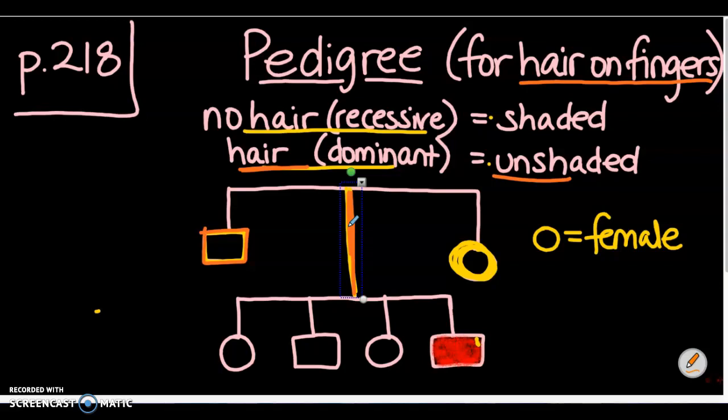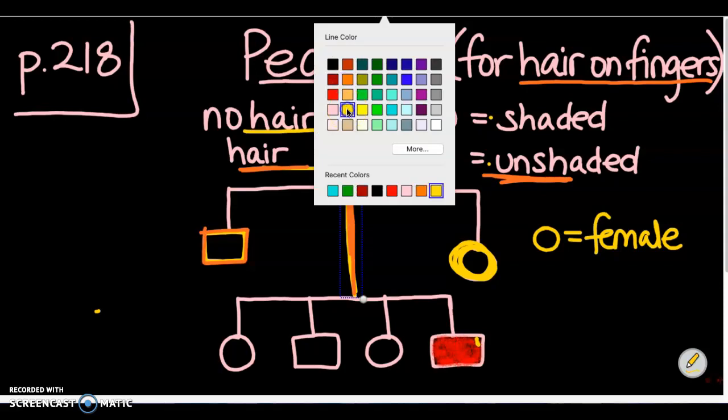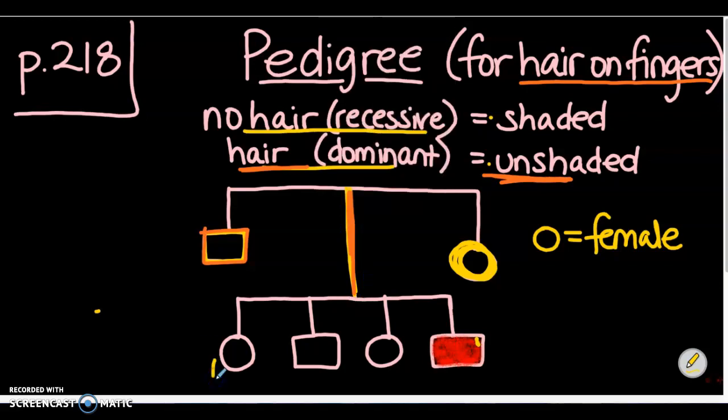How many children have hair on their fingers? So let's look at that. Again, it's going to be, remember, our unshaded one. Okay, I'm going to switch colors again. So our unshaded, which is this one, and this one, are all unshaded. That means 3 children have hair on their fingers.